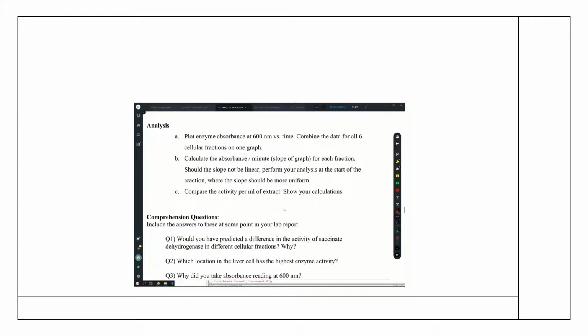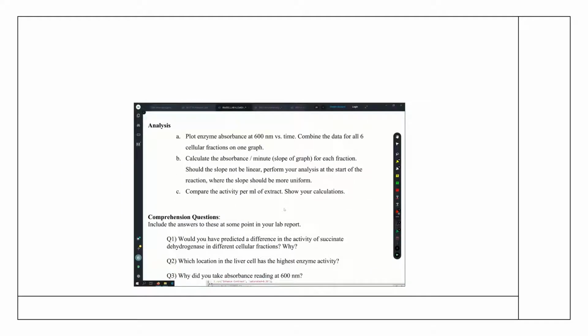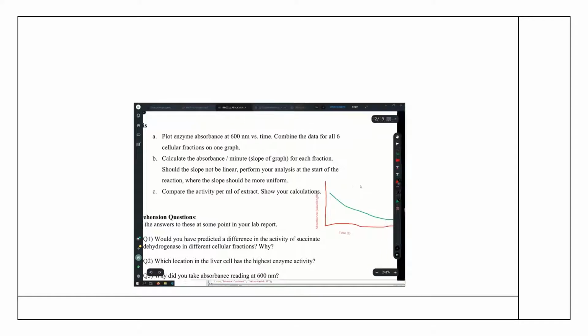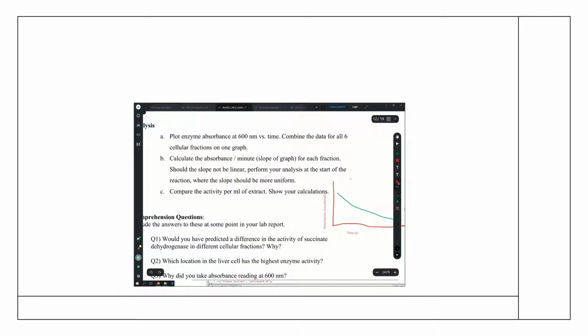Analysis. Okay, so for your analysis, you have to plot enzyme absorbance at 600 nanometers versus time. Combine the data for all 6 cellular fractions on one graph. Okay, so that's going to look like this. Let me draw it out. Okay, so your thing that you're going to turn in should look like this.